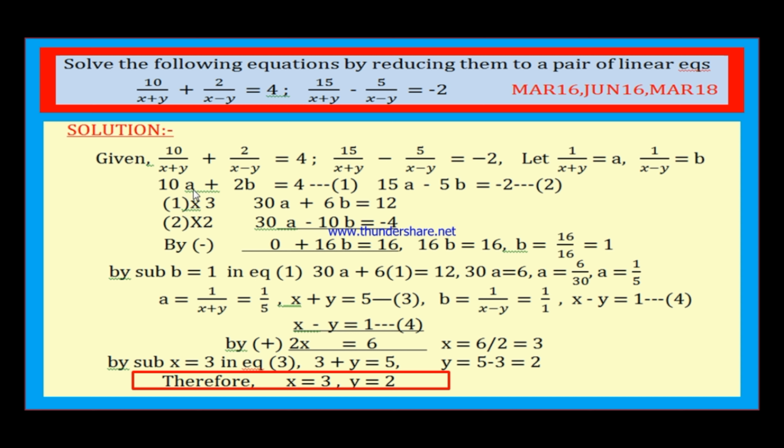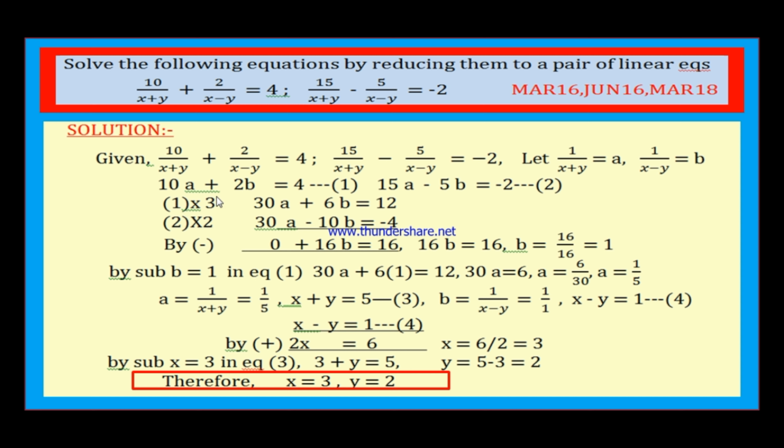Now observe both the equations. The coefficient of a in the first equation is 10 and the coefficient of a in the second equation is 15. Now if you find the LCM of 10 and 15, LCM is 30. In order to get 30, you have to multiply 10 with 3, and in order to get 30, you have to multiply 15 with 2. Therefore, multiply the first equation with 3 and the second equation with 2.